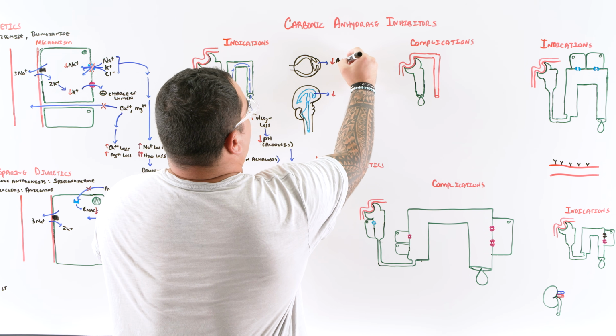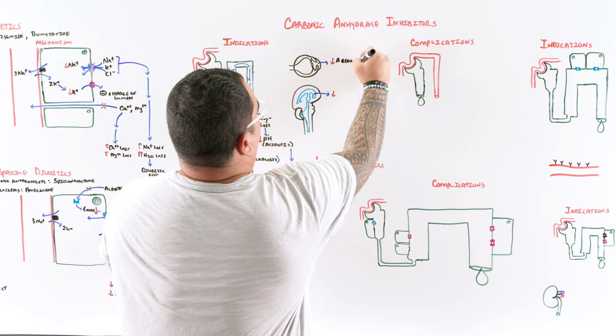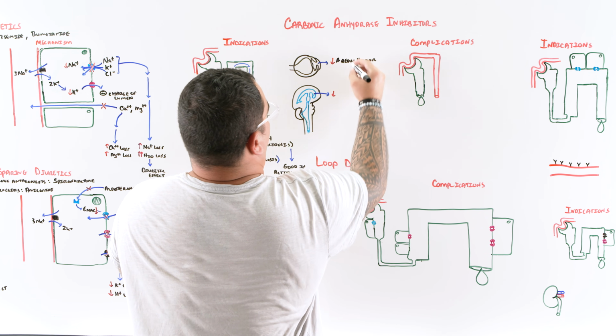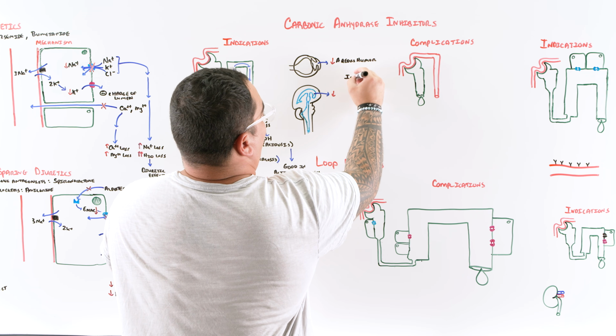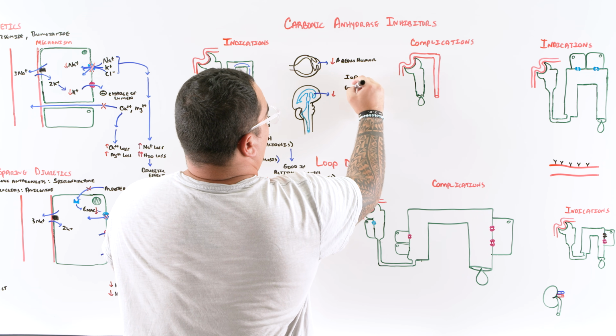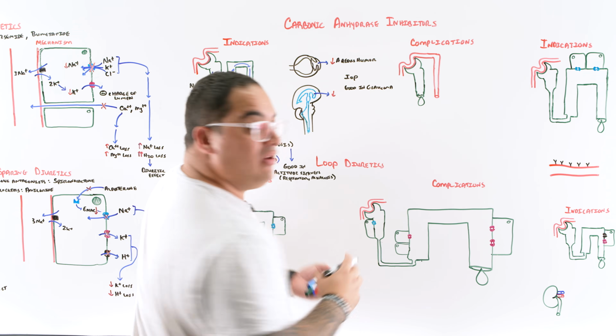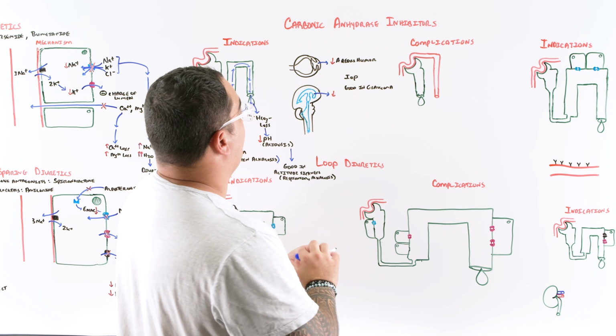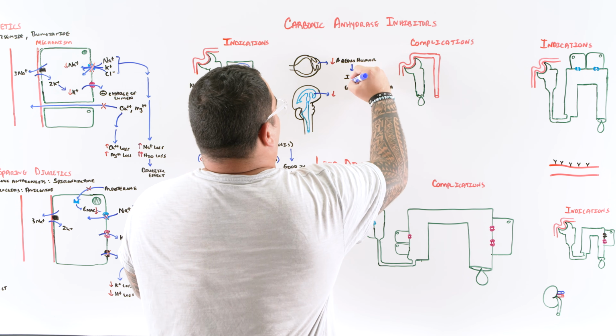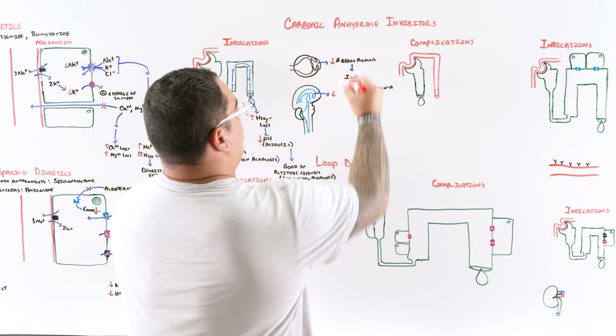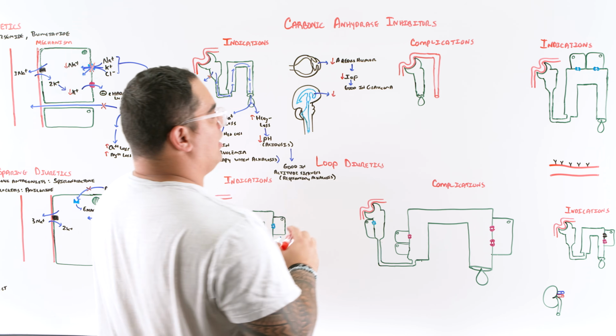And if you decrease aqueous humor production, this can decrease intraocular pressure, which is good in glaucoma. So this could be utilized in a patient who has underlying glaucoma. So that's one of the potential benefits to this drug, is it can decrease intraocular pressure.